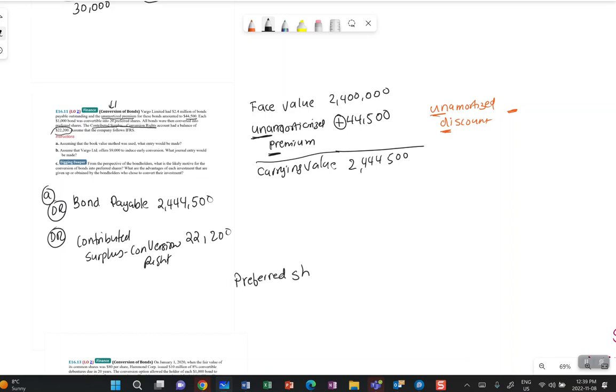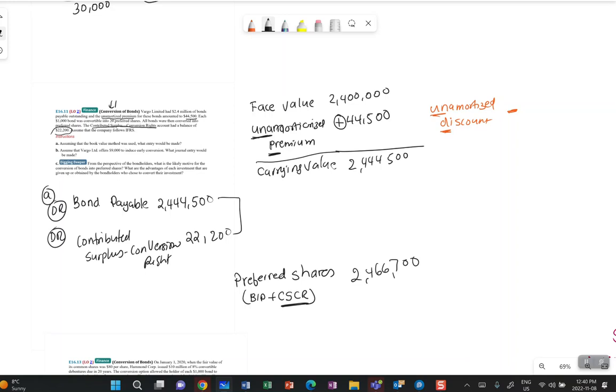In the questions that we did before, it was converting into common shares. In this case, we're converting into preferred shares. Again, the value of your preferred shares is the value of your bond payable plus your contributed surplus, conversion rights. So in this case, I add these two numbers together, and that will be the value of your preferred shares.